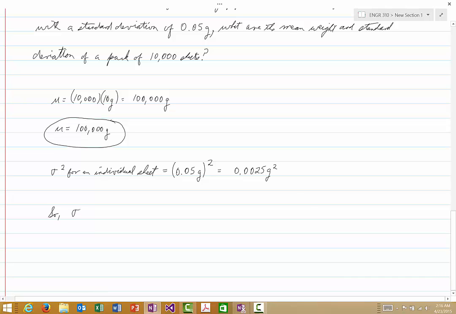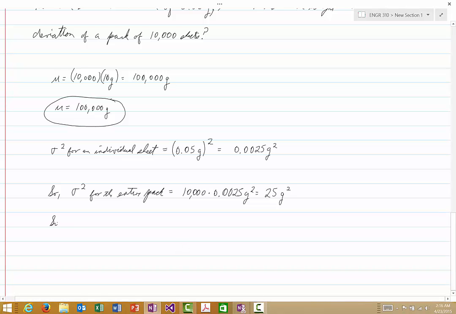So now that's the variance, and the variances do add. So, sigma squared for the entire pack is equal to 10,000 times 0.0025 grams squared, and that would be equal to 25 grams squared.